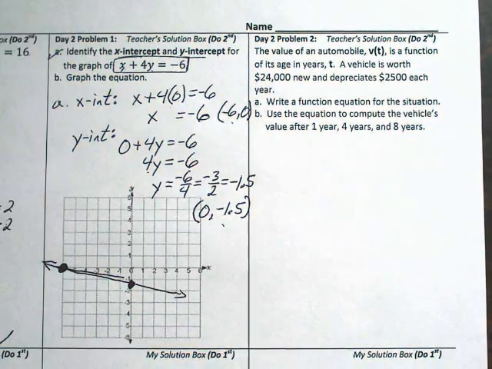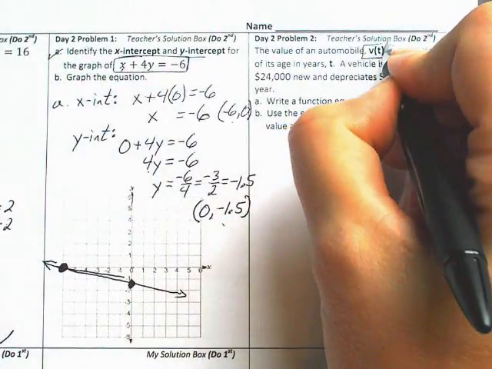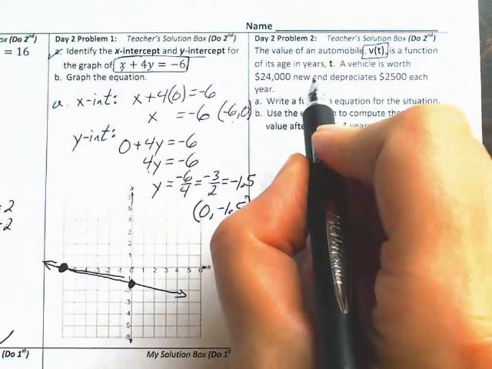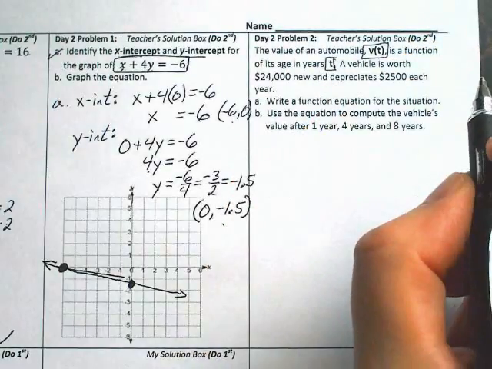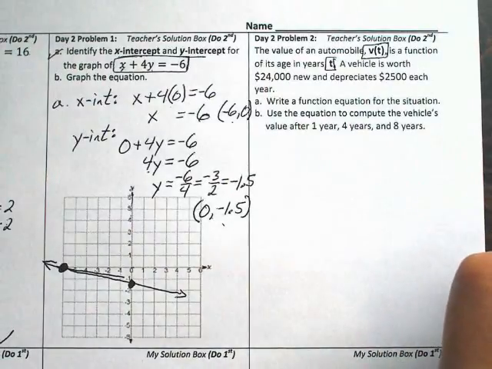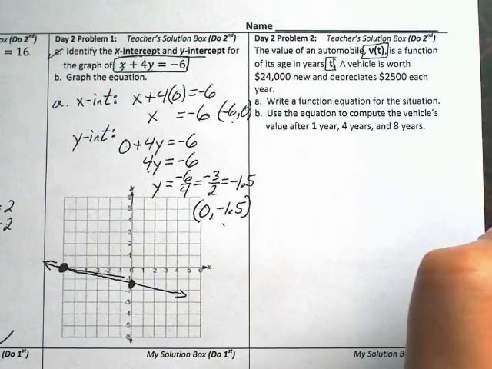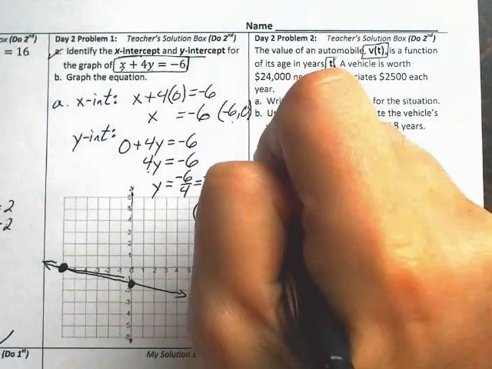Now, day 2, problem 2. The value of an automobile, V of t, is a function of its age in years, t. A vehicle is worth $24,000 new and depreciates $2,500 each year. Part A, write a function equation for the situation.